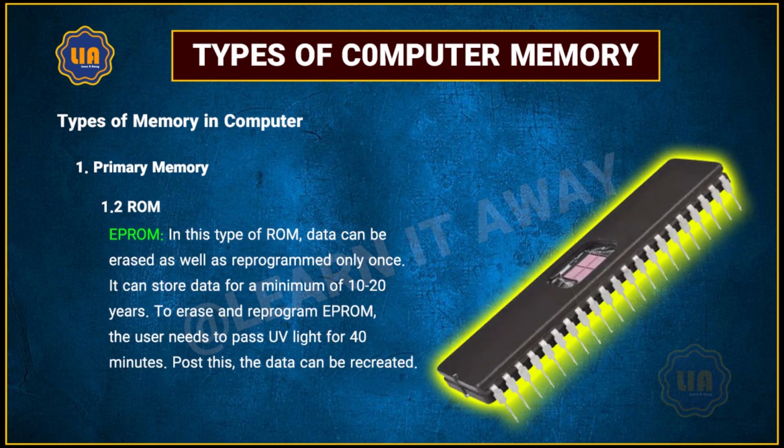EPROM. In this type of ROM, data can be erased as well as reprogrammed only once. It can store data for a minimum of 10 to 20 years. To erase and reprogram EPROM, the user needs to pass UV light for 40 minutes. Post this, the data can be recreated.